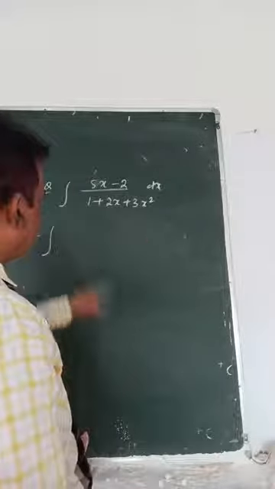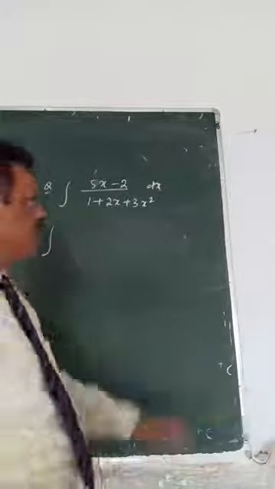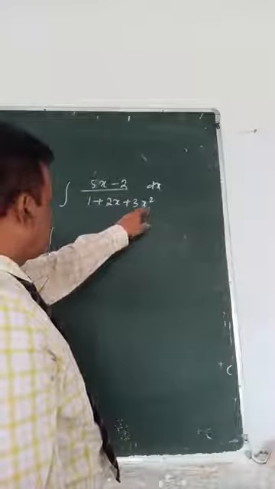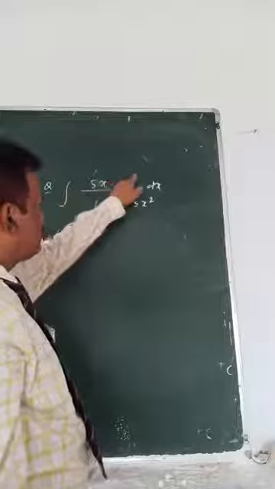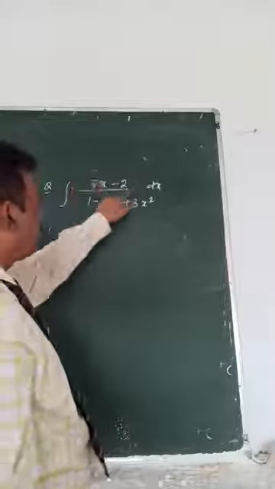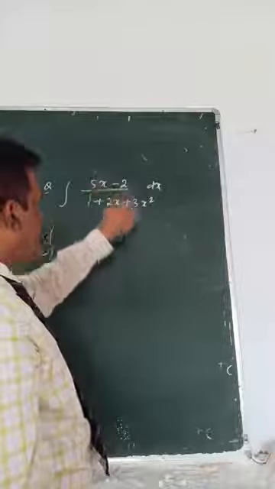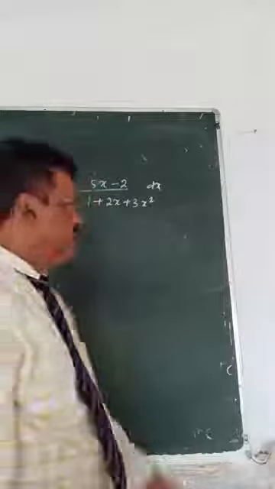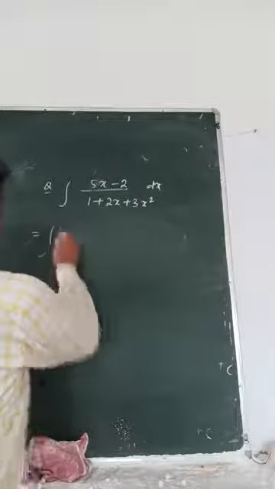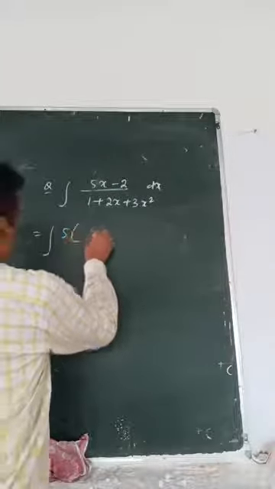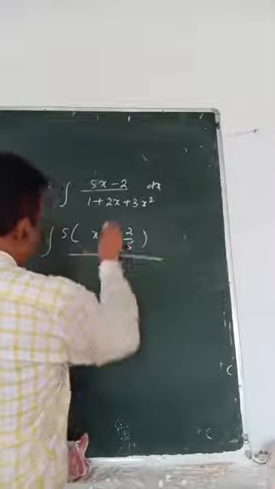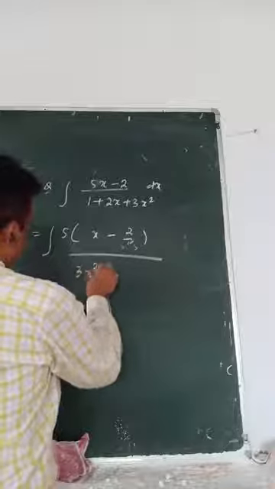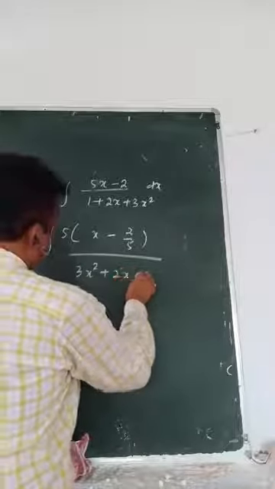We start in the same way. Check the derivative. What is the derivative? 6x plus 2. So we need here 6x plus 2. But here it is 5x. What to do? First you take 5 common. If I take 5 common, it is x minus 2 by 5. Rearrange it: 3x square plus 2x plus 1 dx.